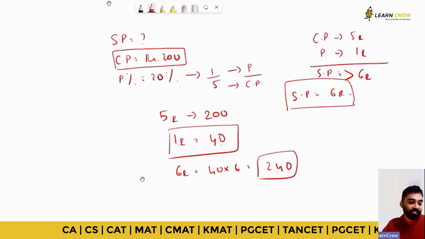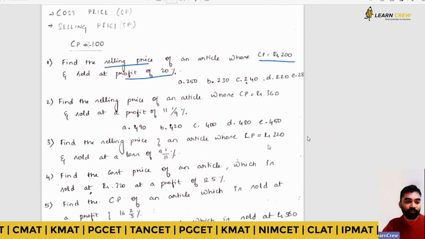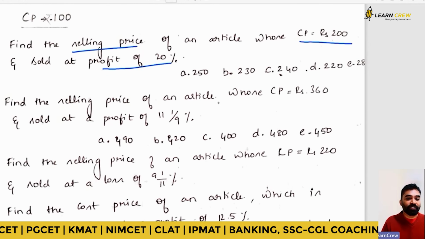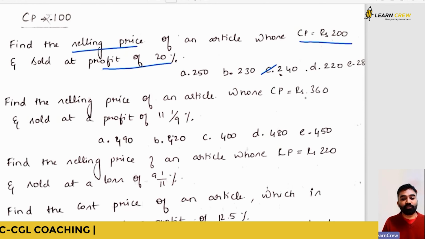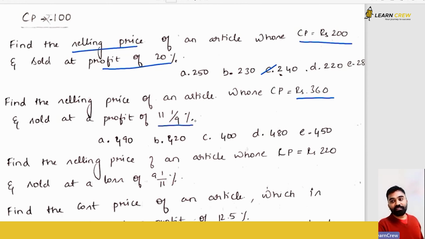Clear? Okay. Do the second question, then it might be more clear. Answer is 240. You know it. Find the selling price of an article whose cost price is rupees 360 and sold at a profit of 1/9%. How do you do it?